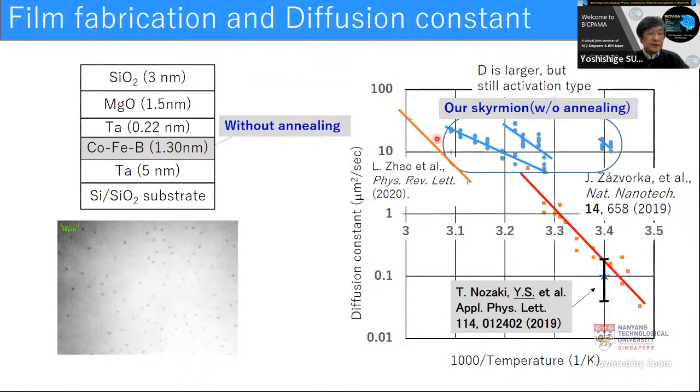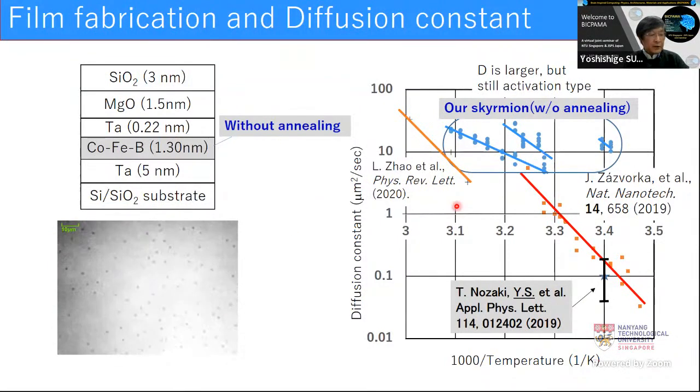Here, you can see the micro optical image of the film. Fine vibrating particles are skyrmions. The size of the skyrmion is about 1 micrometer. From this observation, we digitized the position of the skyrmion and calculated the diffusion constant.